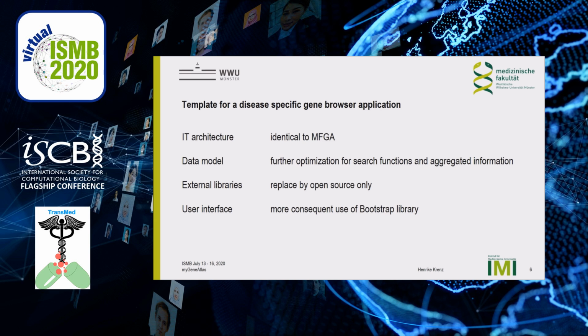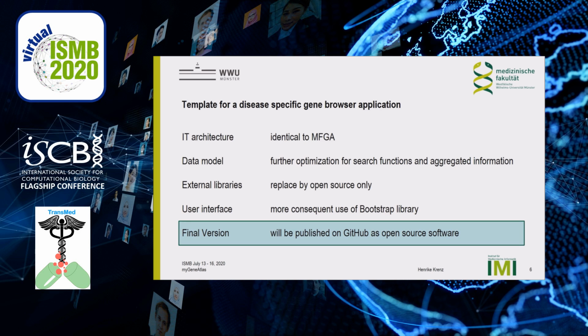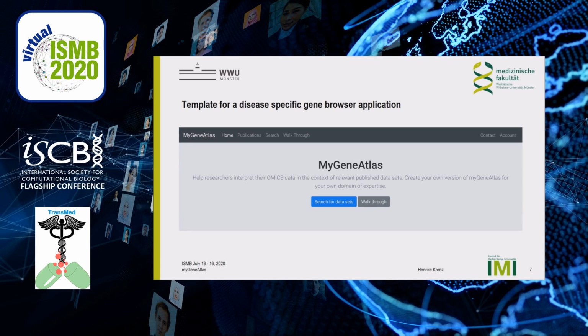Right now, MFGA employs some external libraries that are not open source. These have, of course, to be replaced for a template with open source resources. The user interface of the male fertility gene atlas is already based on the Bootstrap library. It is enabling a good representation of web pages across different browsers and devices. However, for myGeneAtlas, we would like to use Bootstrap more consequently. Finally, everyone will be able to use our template because it will be published on GitHub as open source software.